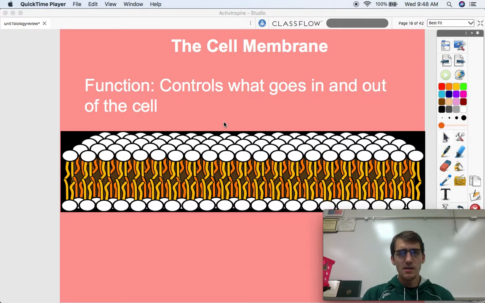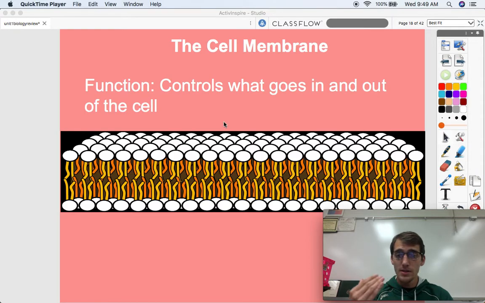Overall, the function of the cell membrane is that it controls what goes in and what goes out of the cell. That's a very basic definition. It has a lot of other functions, including receiving signals or sending signals, that kind of cell communication. But for our purposes today, the cell membrane is kind of like our barrier between the outside and the inside of each individual cell.